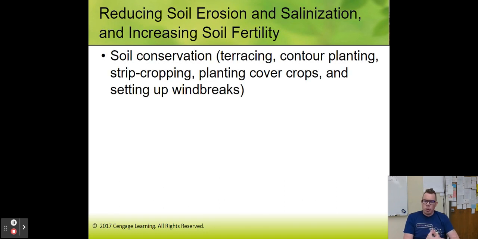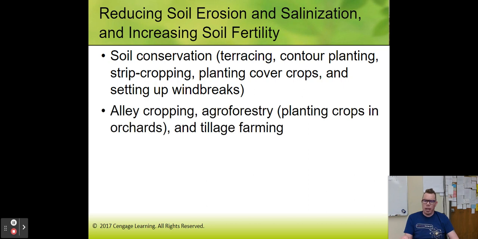All right. So soil conservation, very, very important. Terracing, you can do contour planting, strip cropping, planting crop cover, setting up windbreaks, all those kinds of things that you can do. Okay, that's going to make it so the soil stays there. You can also do what's called alley cropping and agroforestry, so planting crops in the orchards. So basically, agroforestry, having agriculture in the forest, is the basic idea behind that whole thing.